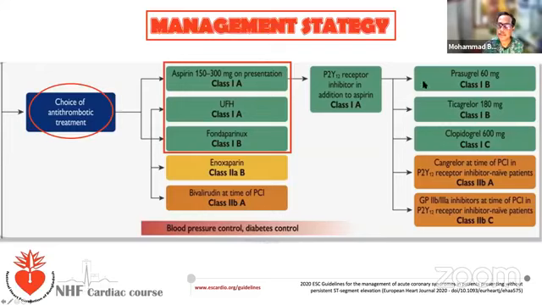And about the second agent, prasugrel, ticagrelor, or clopidogrel should be used. Blood pressure should be controlled, and diabetes should be controlled.